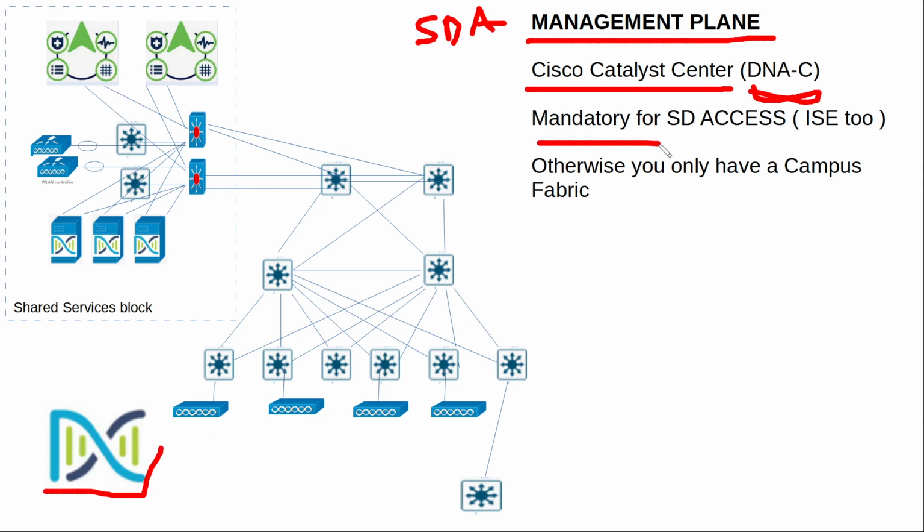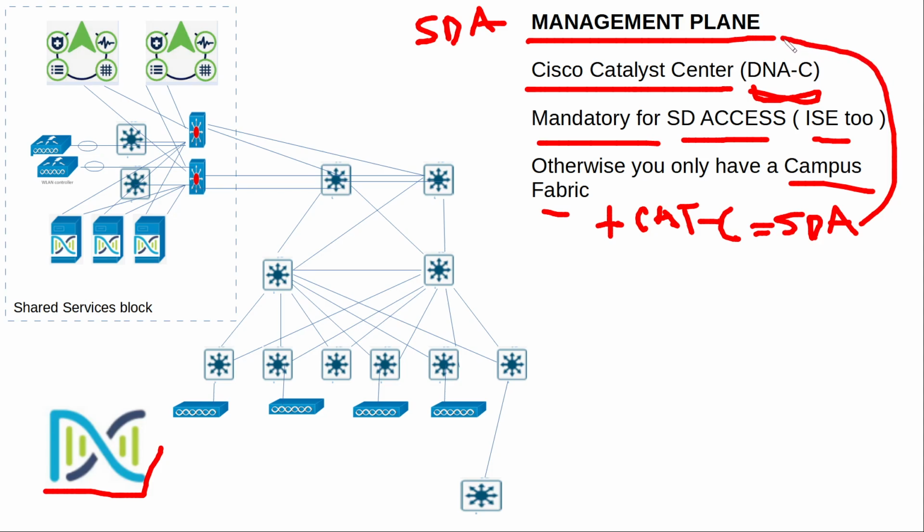This is a mandatory device. In order for you to claim that you have an SD-Access network, you will need an ISE server too in order to have your network become an SD-Access network. Because otherwise, if you only have an underlay and an overlay that you configured manually, you only have a campus fabric. So you must add to your campus fabric the Cisco Catalyst Center in order to say that you have an SD-Access network. And if you have an SD-Access network, your management plane is your Cisco Catalyst Center, formerly known as DNA Center.